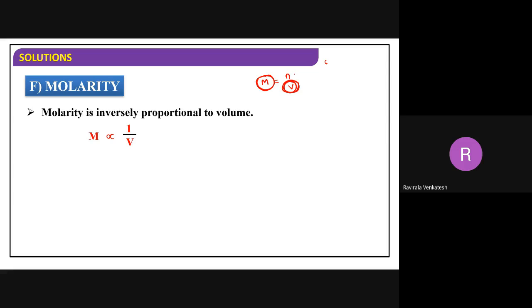Venkatesh, yes sir. What is the relation between molarity and volume? Sir, molarity is used to calculate volume of my solution. Listen better. My question is, what is the relation between molarity and volume? I'm asking the relation, not the use. Sir, N upon V. N by V is the formula. I'm asking the relation, what is the relation?